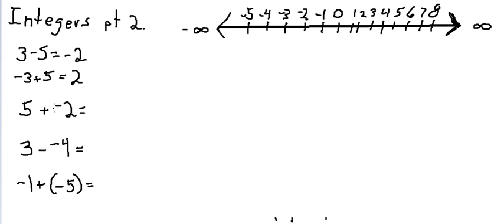So like say we've got 5 plus a negative 2. See how these are different? We could really see that as 5 minus 2. And that one we should know anyway. 5 minus 2, boom, that's a 3.